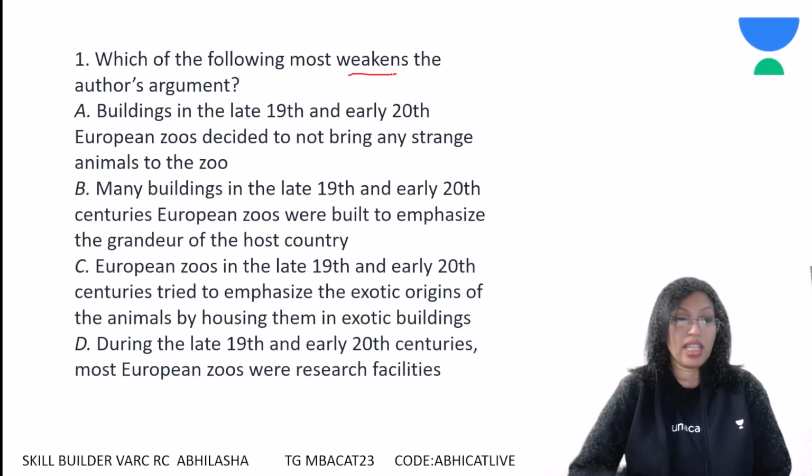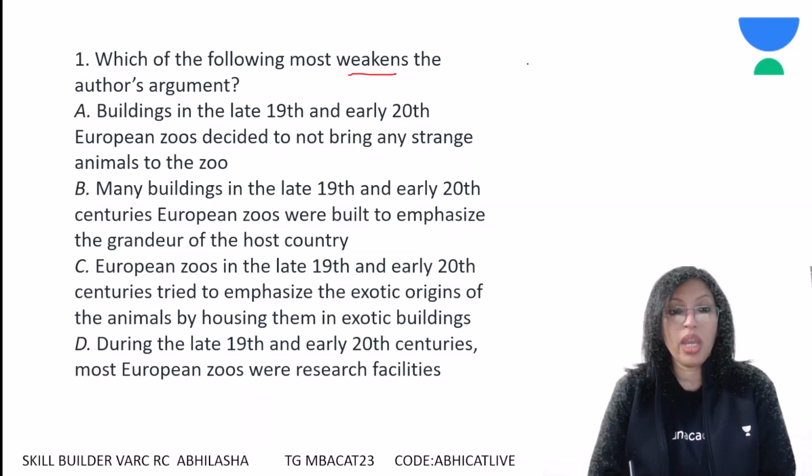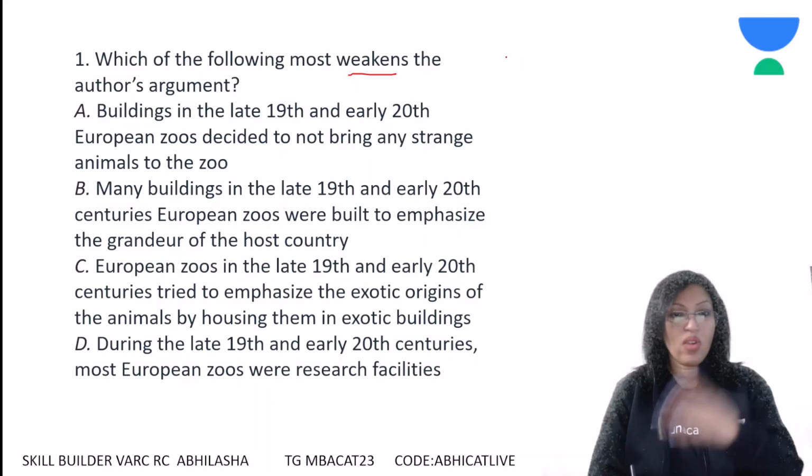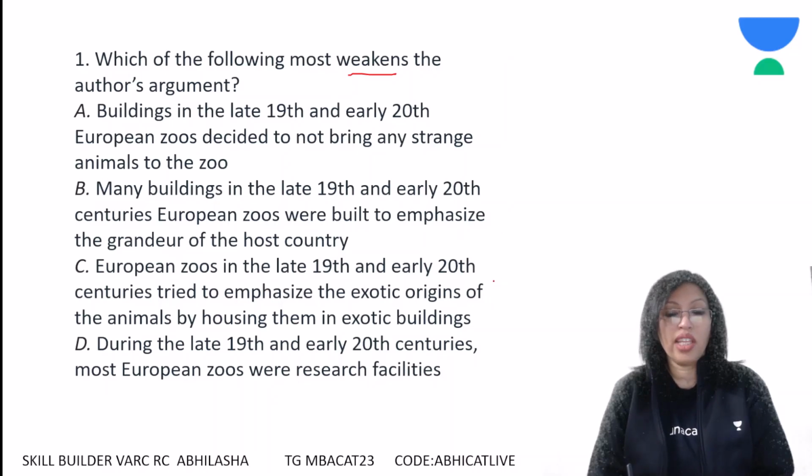Okay, now interesting. If we have said that the buildings were made to emphasize the exoticness, right? That is what we have said. Now, so clearly C is a strengthening argument, cannot be a weakening argument. Now, if I can say that the buildings were not built to emphasize the exoticness of the animal, then that would work. So look at option 2.